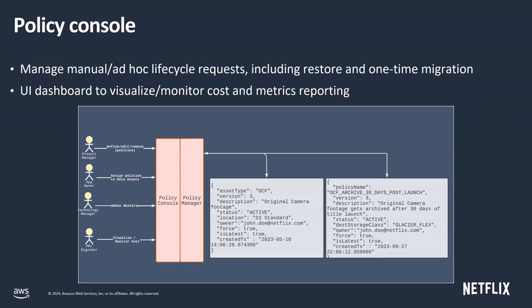First, the policy console. As I mentioned, the policy console is the API layer. It is used to manually or automatically define and attach lifecycle policies to the assets. It also provides the UI dashboard to visualize or monitor cost on top of these policies and view the policy execution, how it is affecting our asset lifecycle.